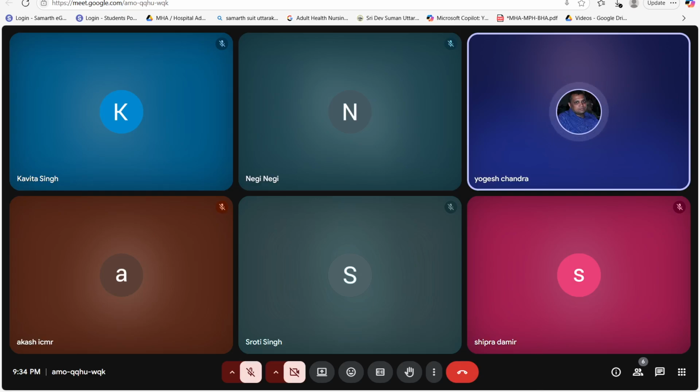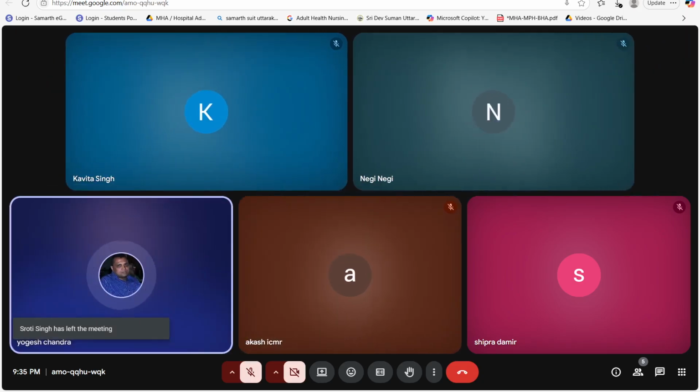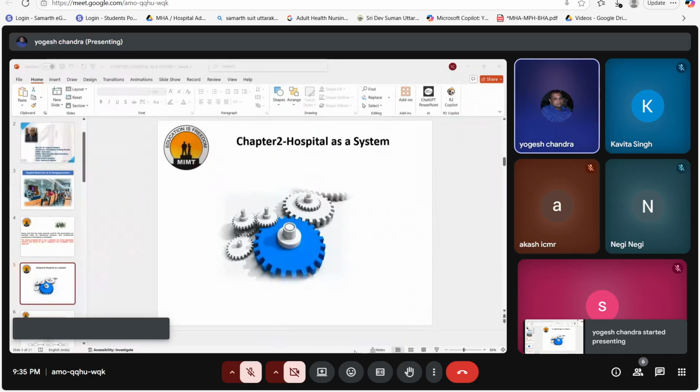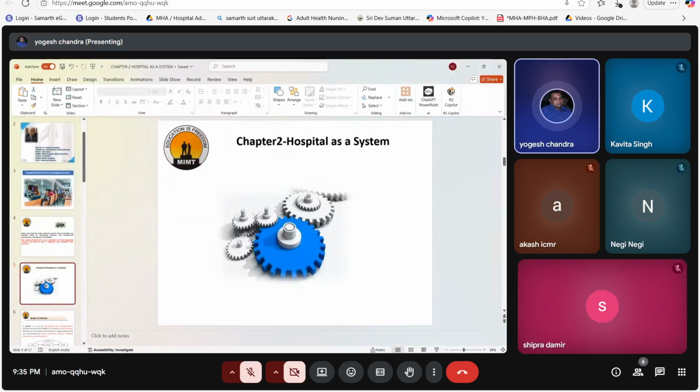So today I will take a new chapter, that is the hospital as a system. Last lecture we talked about the hospital as an organization. Now we will see how the hospital works as a system. So before understanding that, we must understand what our understanding is about this system. What is actually a system?